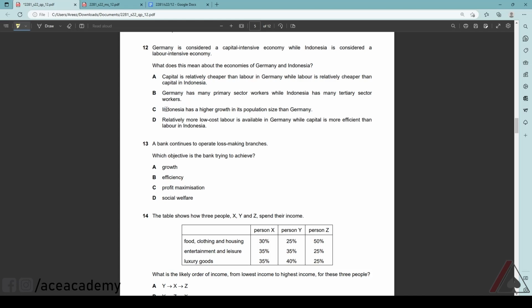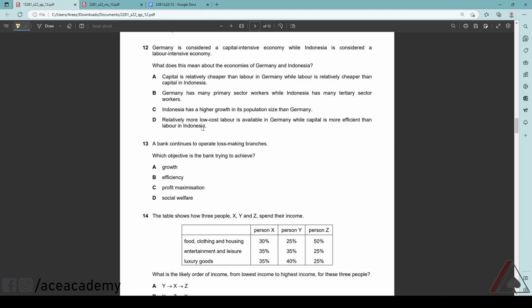So not B. C is Indonesia has a higher growth in its population size than Germany. Again, just because something has a higher growth in population doesn't mean that it has less opportunity cost in using labor than capital. Therefore, just because Indonesia has higher population doesn't necessarily mean that it has to be labor intensive. It can also be capital intensive. Therefore, C is not absolutely right.